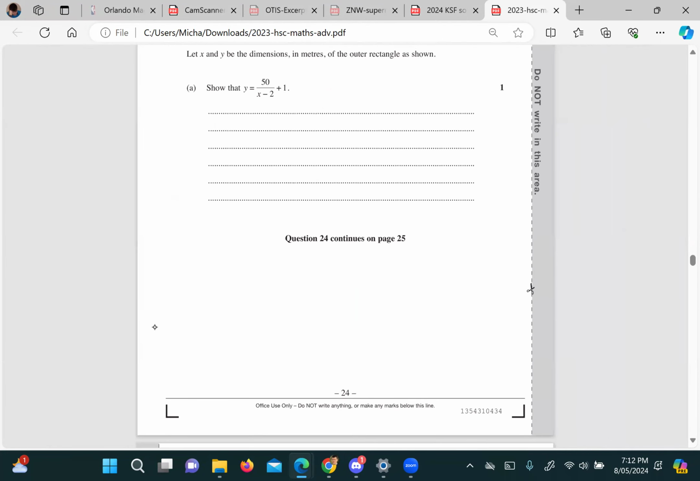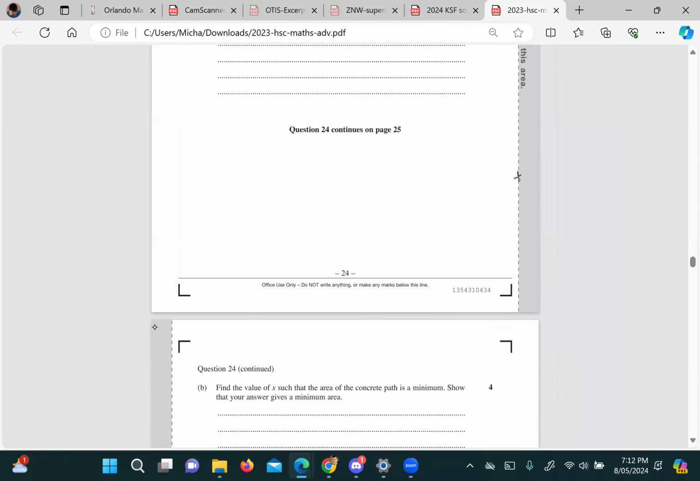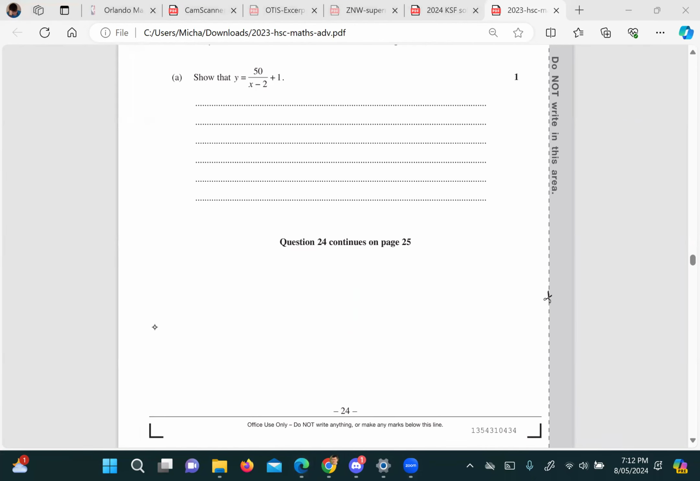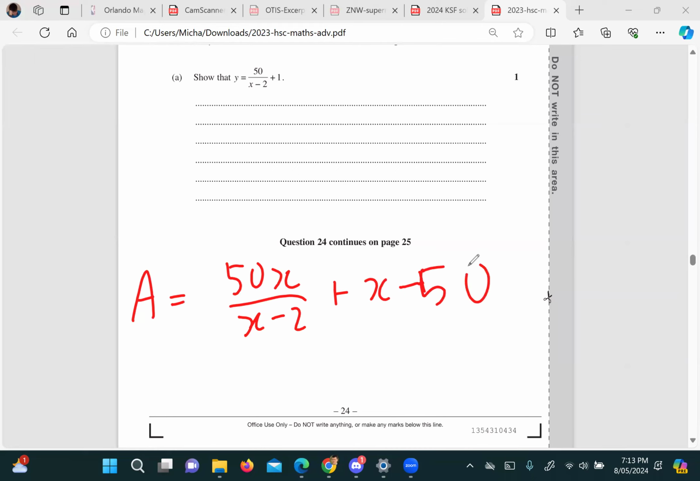So I think overall it was a very good solution, and we can all learn a lot from that. There are a few points that we can clean up a little bit, at least just be aware of these points. So when you have area equals 50x on x minus 2 plus x plus minus 50, yeah. So that's the area formula, right?